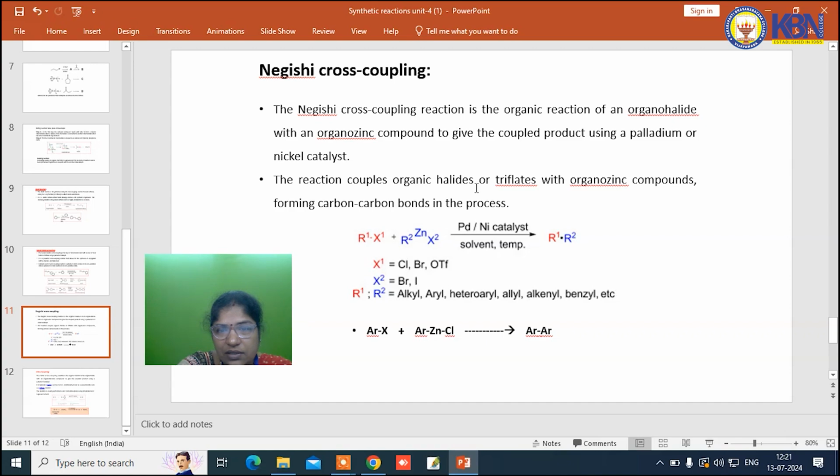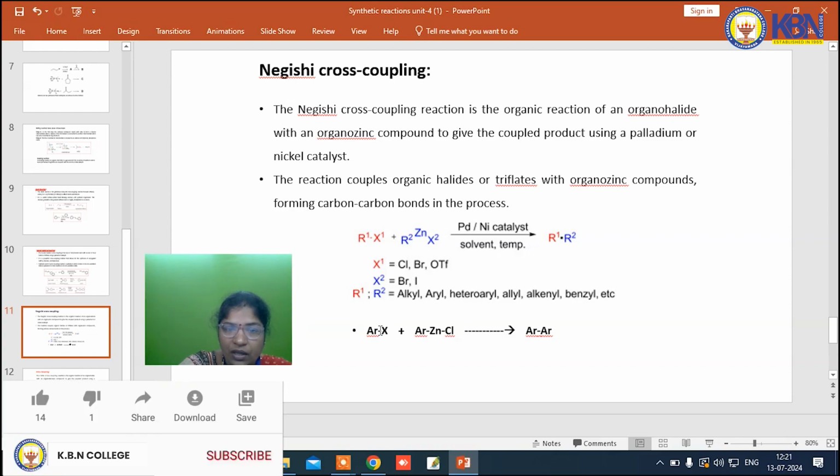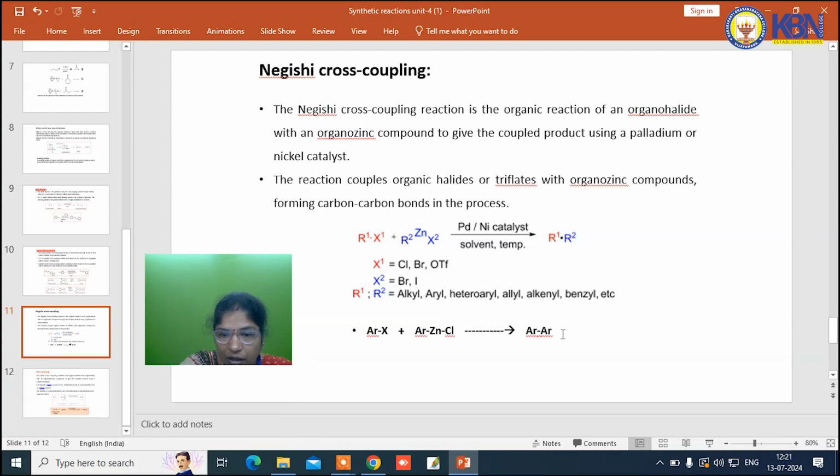The reaction couples organic halides or triflates with organozinc compounds to form a carbon-carbon bond in this process. Simply, coupling of simple alkyl halides on treatment with organozinc compounds gives the carbon-carbon sigma bond, that is, this alkyl group R1 is coupled with this alkyl group R2. Simple alkanes can be prepared by using the Negishi coupling. Here alkyl halides on treatment with aromatic zinc chloride, zinc chloride can be eliminated and this aromatic group and this aromatic group can be coupled to each other to form biphenyl.